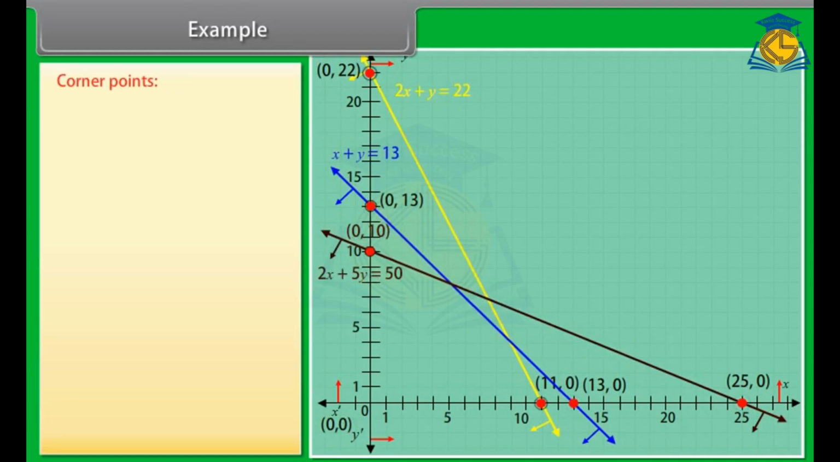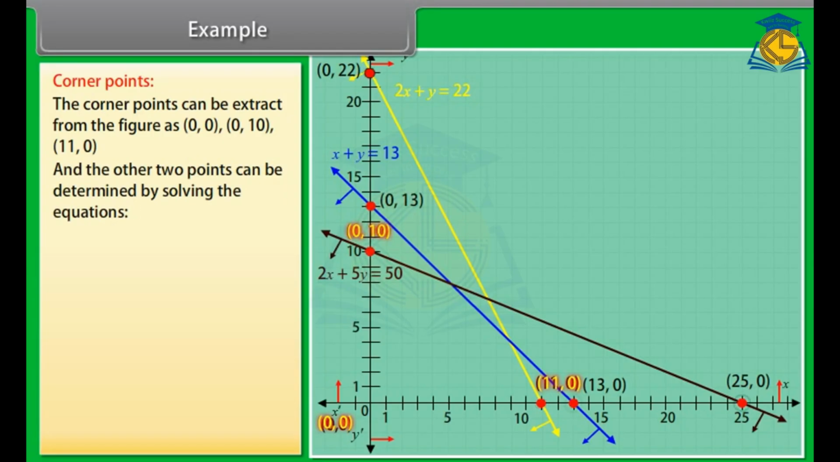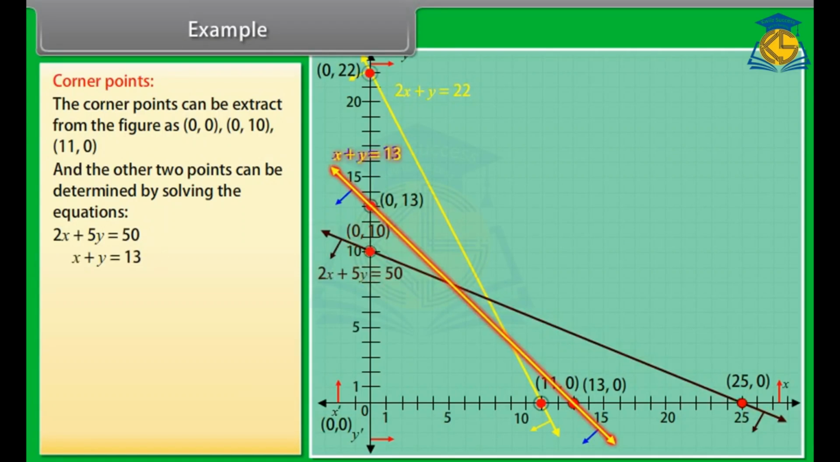Let's find the corner points. The corner points can be extracted from the figure as (0, 0), (0, 10), (11, 0), and the other 2 points can be determined by solving the equations. 2x plus 5y is equal to 50, x plus y is equal to 13. By solving the equations, we get (5, 8).